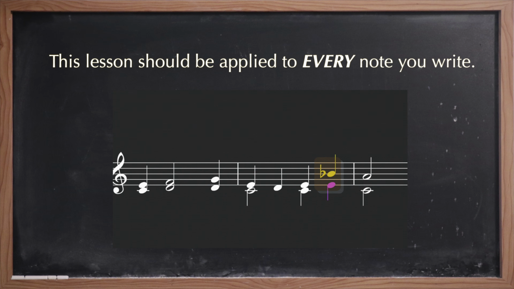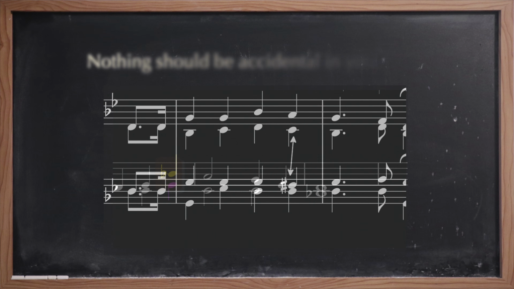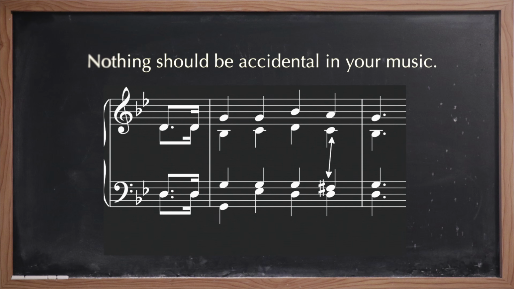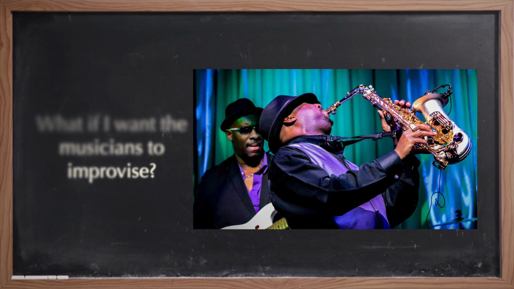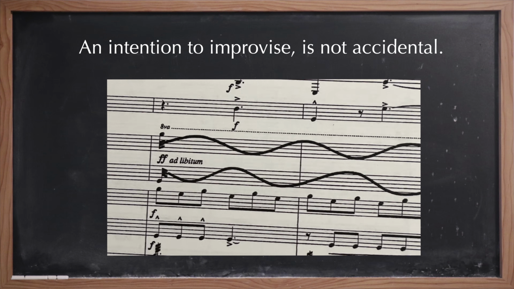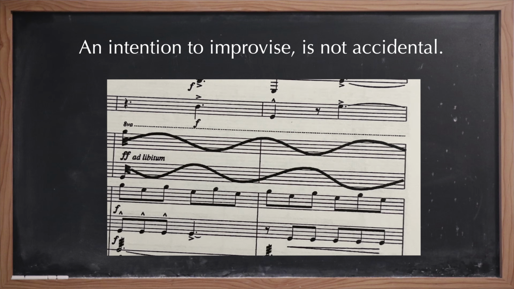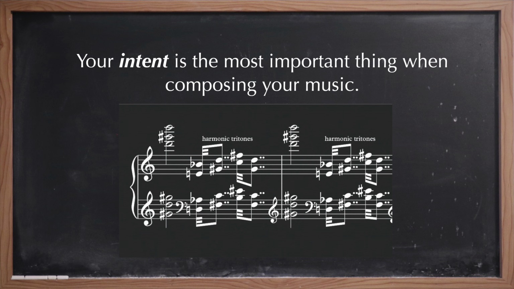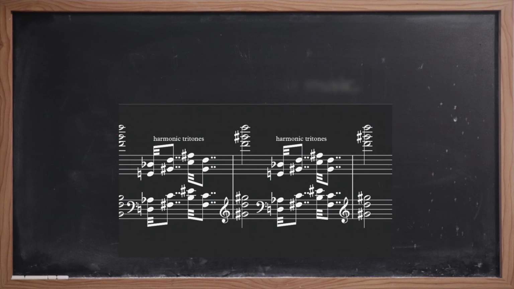Now, you could even take this lesson today and apply it to something much bigger when you're composing, and that is, every note in your piece should be intentional. There should not be any accidental notes in your entire piece. Now, some of you might say, well, what about a part where it says to improvise? That's intentional. You want people to improvise. Sure, some of the notes are going to be random, but that's your intention. You want people to improvise. And it's all about your intent. It cannot be accidental. It's your intention that matters most, and that is the whole point of this video.